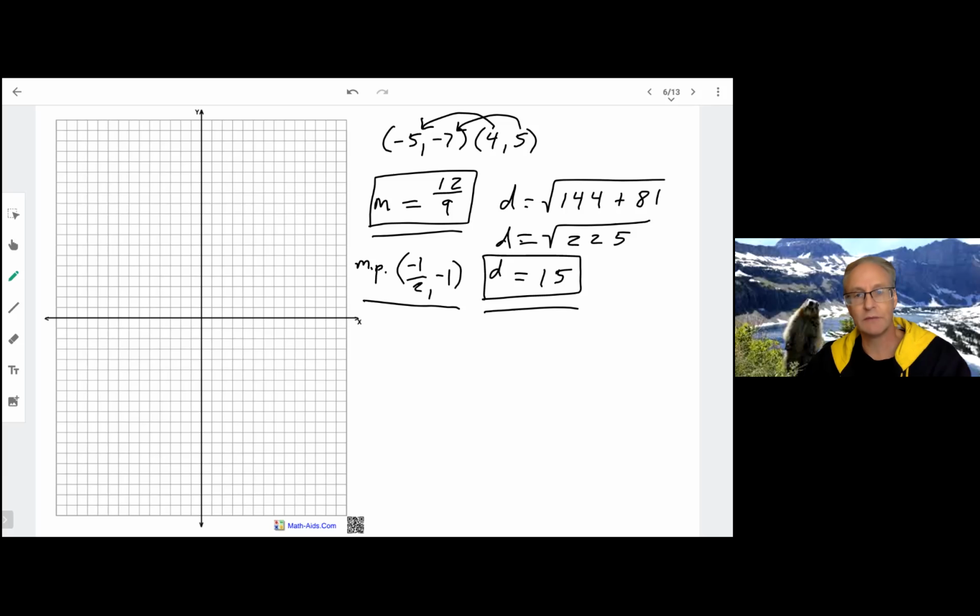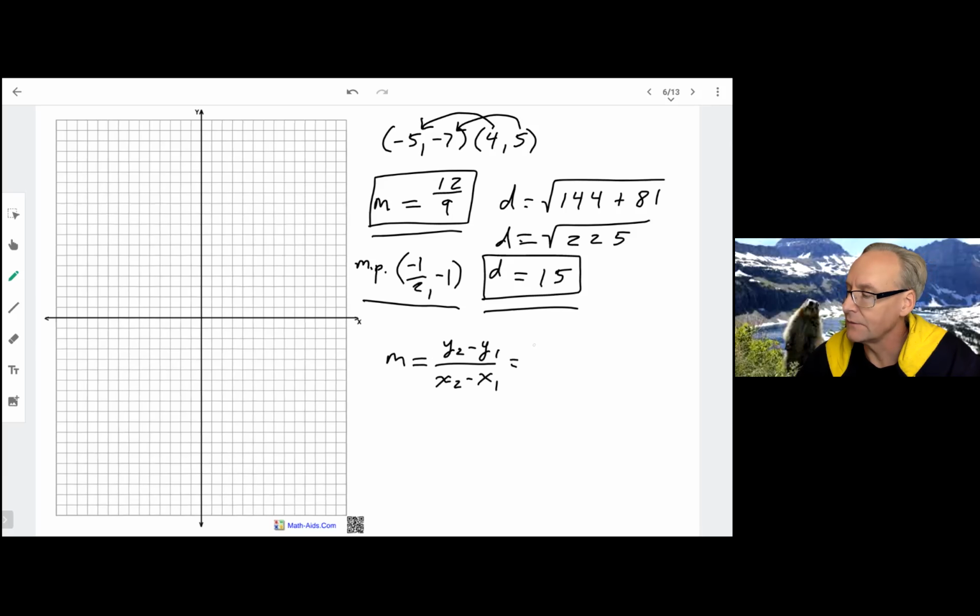I just want to remind everybody what I'm literally doing. For the slope, I'm taking y2 minus y1 over x2 minus x1, and that happens to be 5 minus -7.